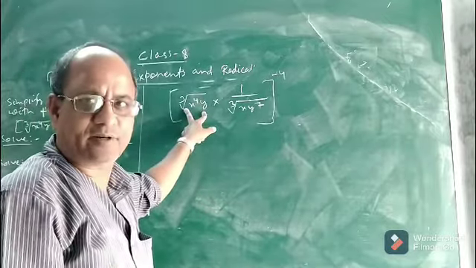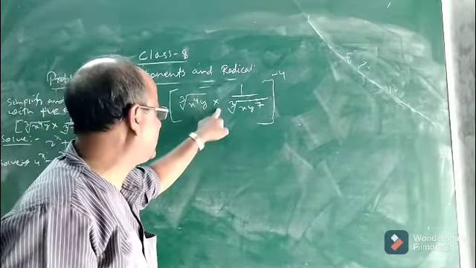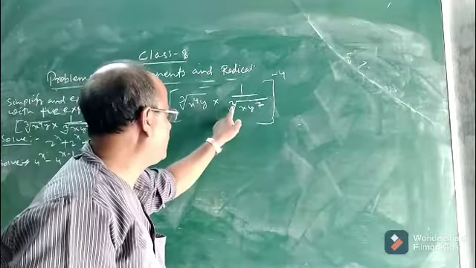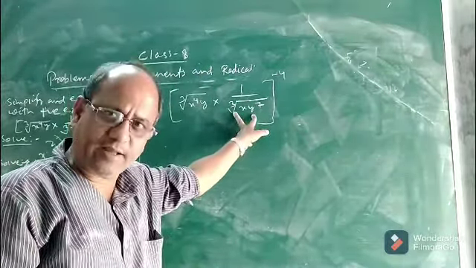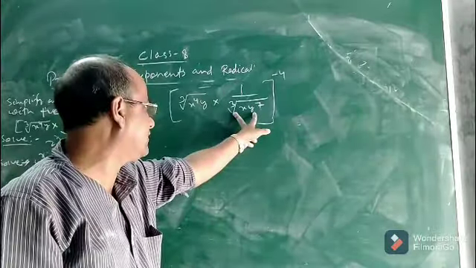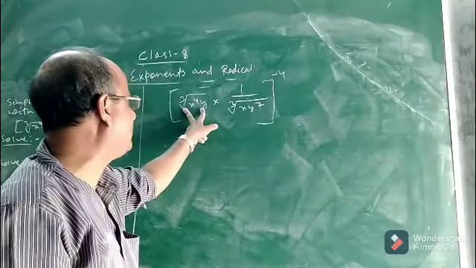It is in which form? It is in radical form. Again you see, into 1 by the cube root of x y to the power 7. Look at the denominator. This one is again in radical form. Okay, it is given in radical form.